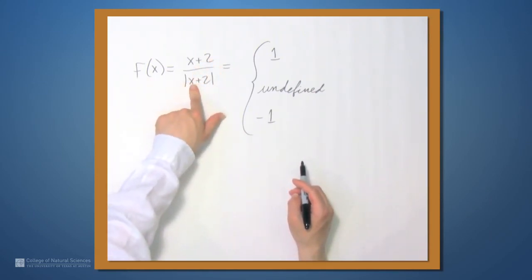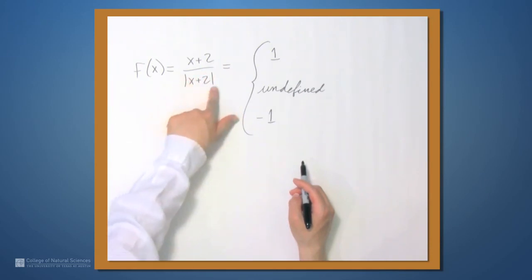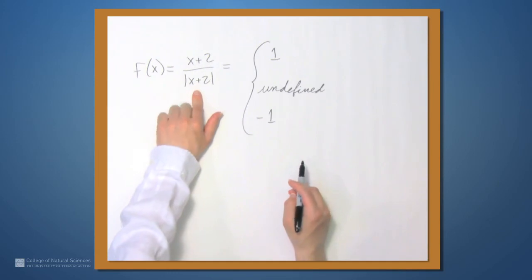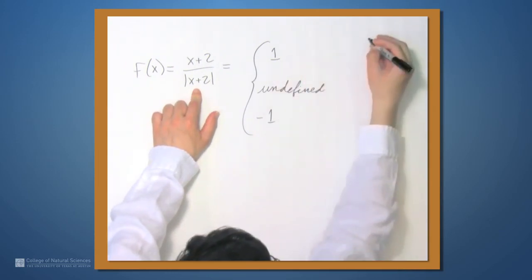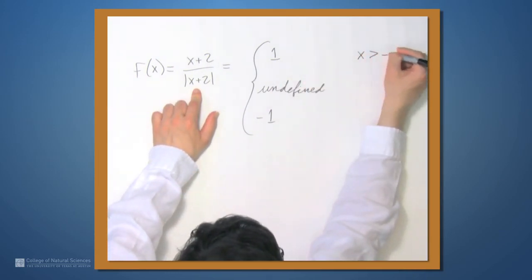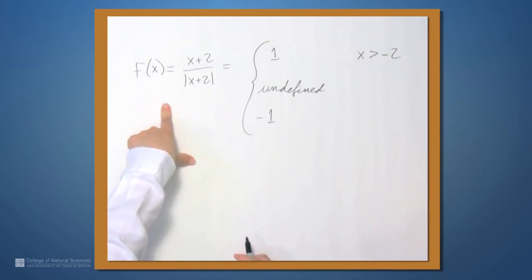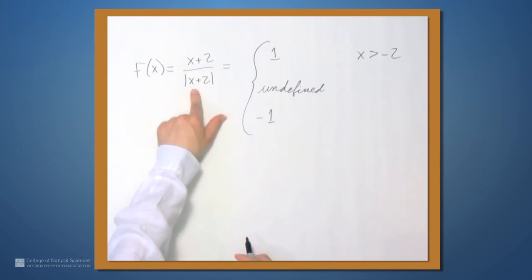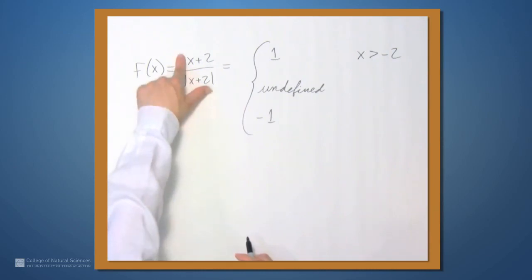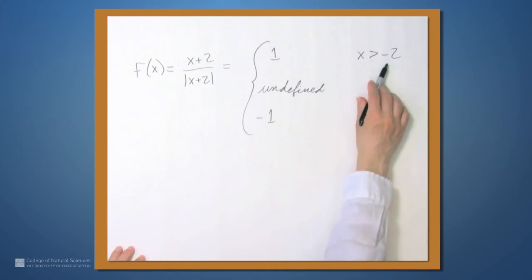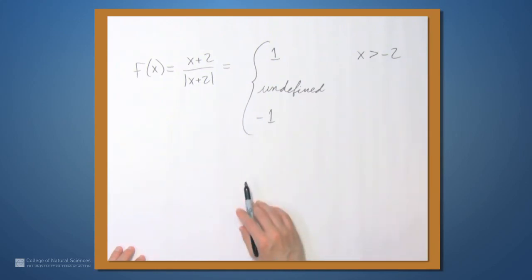To be 1 here, in other words, to make this quantity inside the absolute value positive, x has to be greater than -2. Right? For any x greater than -2, x plus 2 is going to be greater than 0. So the absolute value is just going to leave us with x plus 2, which gives us 1. Just like before with g, x greater than 0, here we just need x greater than -2.